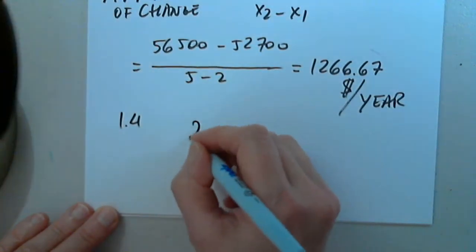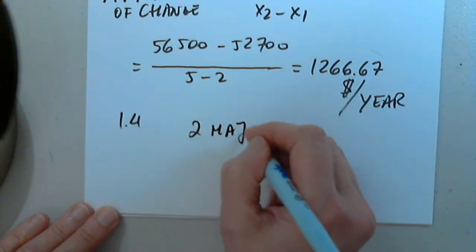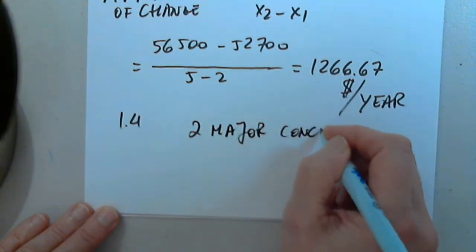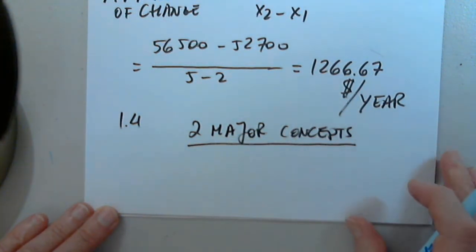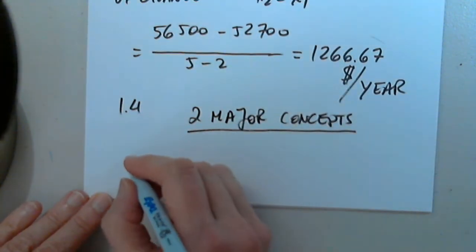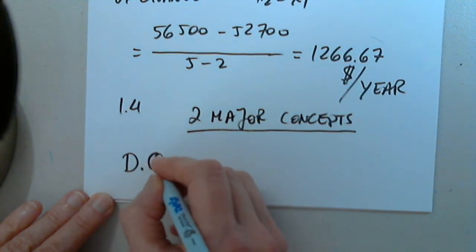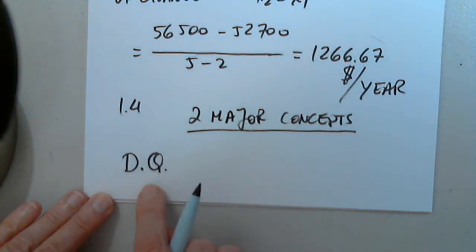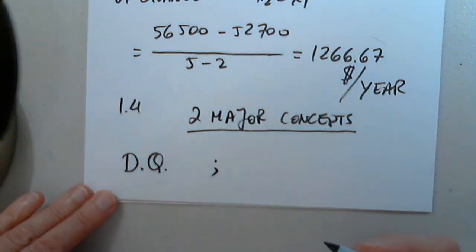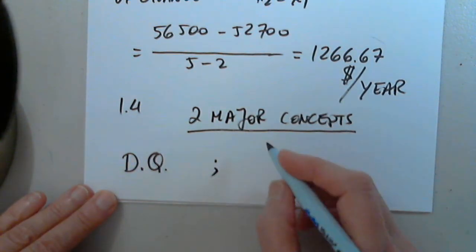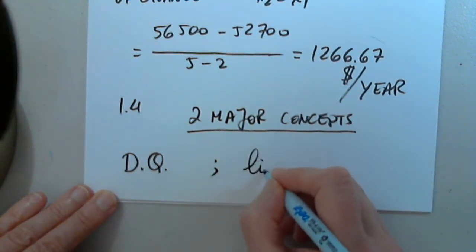We have so far two major concepts. One is this. What does this mean again? Difference. Excellent. Thank you very much. And the other major concept is this.